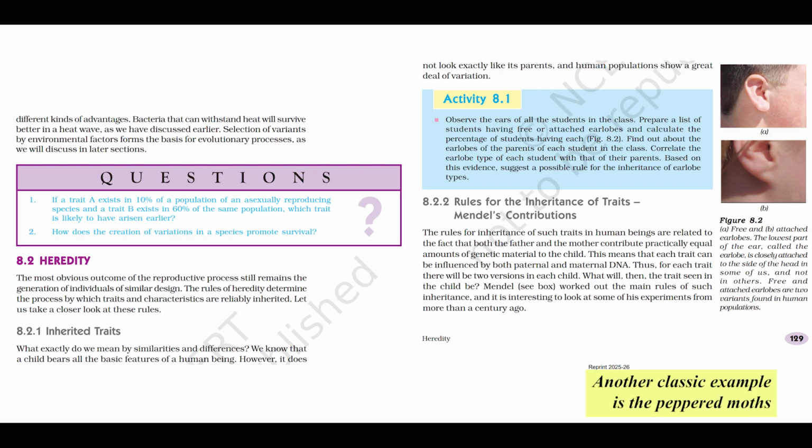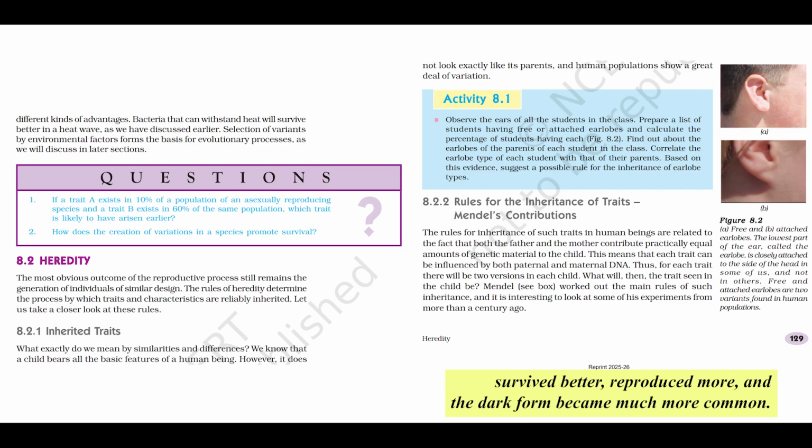Another classic example is the peppered moths in England during the Industrial Revolution. Originally, most were light-colored, camouflaged against lichen on trees. Then pollution blackened the trees with soot. A rare, dark-colored variant suddenly had better camouflage. Birds ate the more visible light moths, so the dark moths survived better, reproduced more, and the dark form became much more common. Later, when pollution controls cleaned up the air and trees, the trend reversed. It shows how environmental pressure directly selects for advantageous variations. So yes, these subtle differences can absolutely be life or death, and understanding them is key to understanding adaptation and evolution itself. That's why variation is such a core concept in biology.